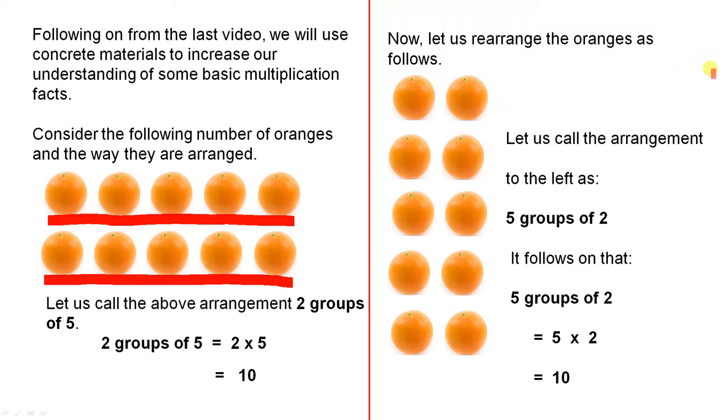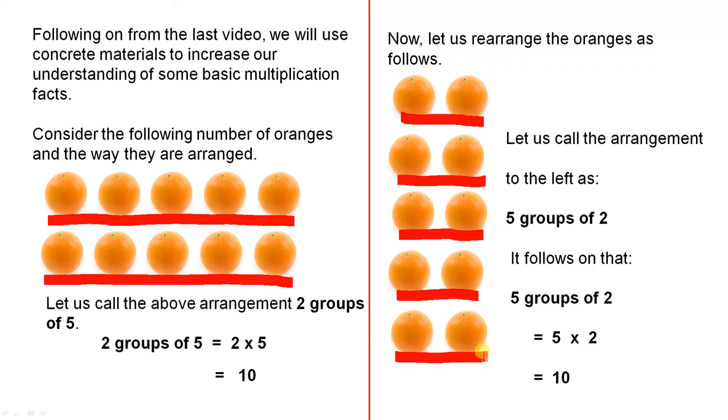Now let us rearrange the oranges as follows. Let us call the arrangement to the left 5 groups of 2. It follows that 5 groups of 2 equals 5 times 2 equals 10. So there's 1 group of 2, 2 groups, 3 groups, 4 groups, 5 groups of 2 equals 10.